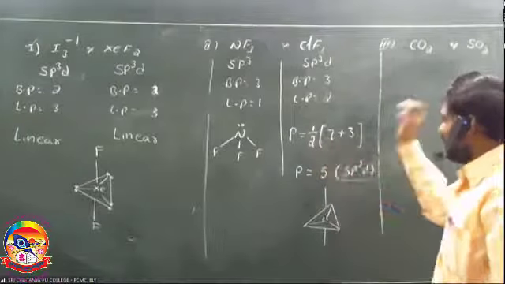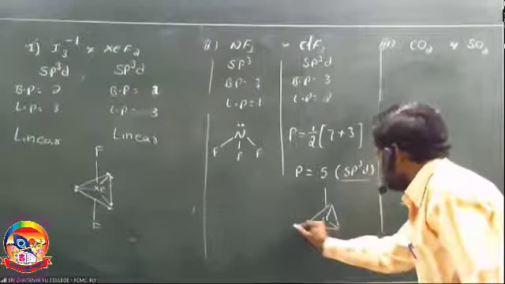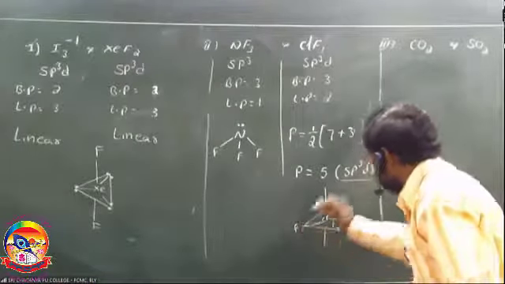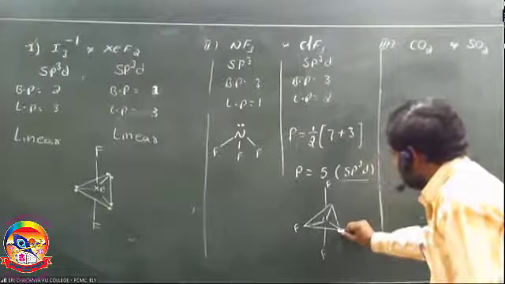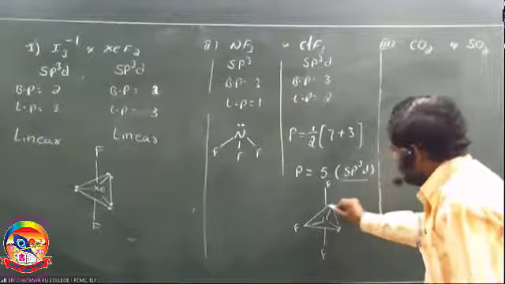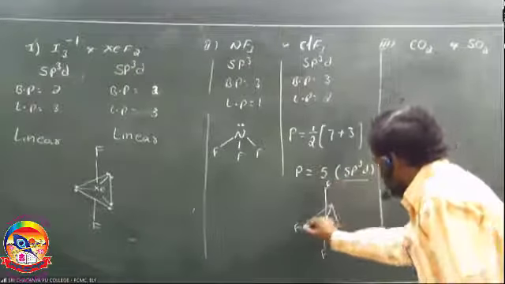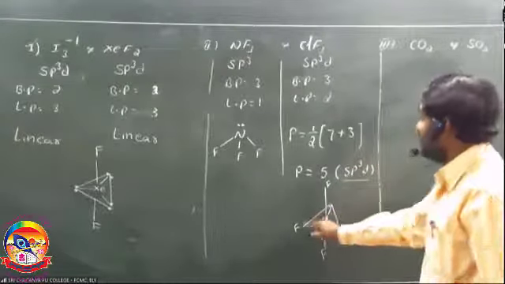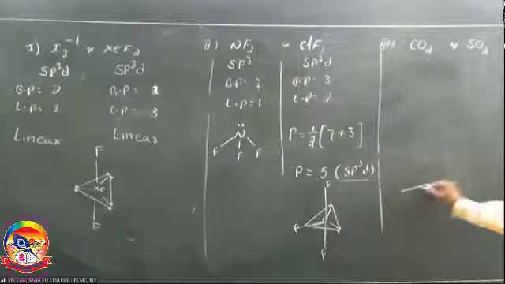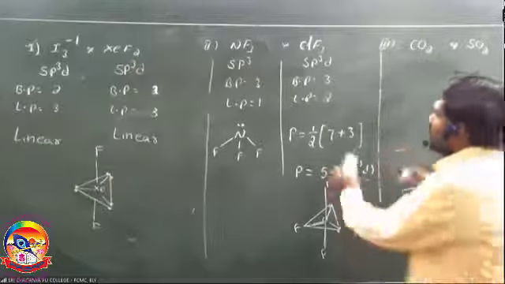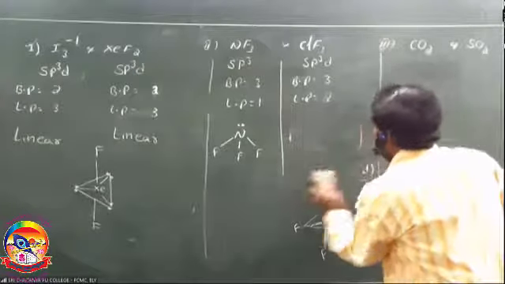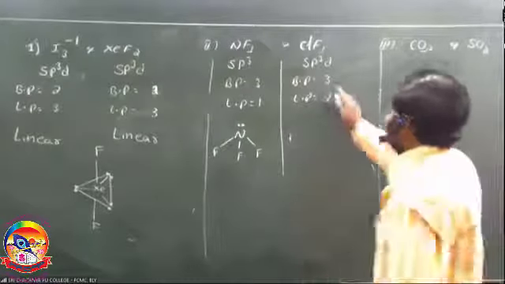And what is the geometry? So it is Cl, and it is F. Next it is F. Next it is a lone pair. It is a lone pair. So the shape of ClF3 is considered as a T shape. The shape of ClF3 molecule is a T shape. So lone pairs 2, bond pairs 3, hybridization is sp3d.